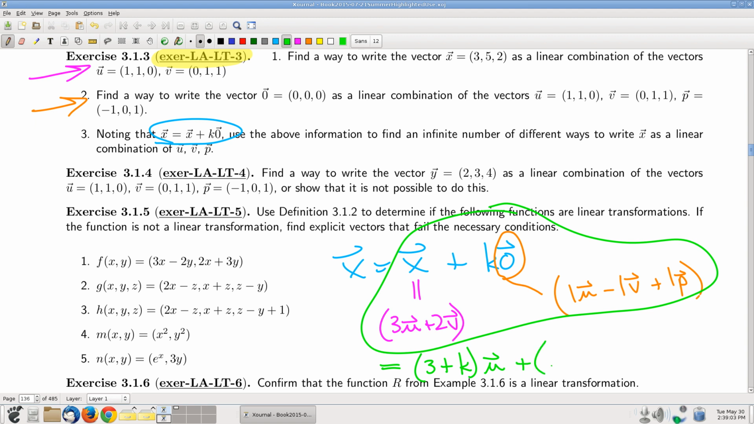And then let's count v's. Well, I have 2v. Then I also have k times minus 1 v. So that's 2 minus k v's. And then let's count out p's. Well, there aren't any p's over here, but I have k times 1 p there. So plus k p. And that, as requested, is an infinite number of different ways to write x as a linear combination of those vectors.